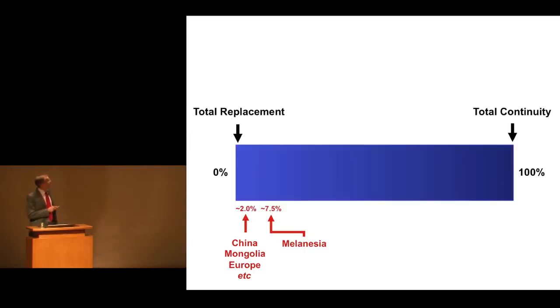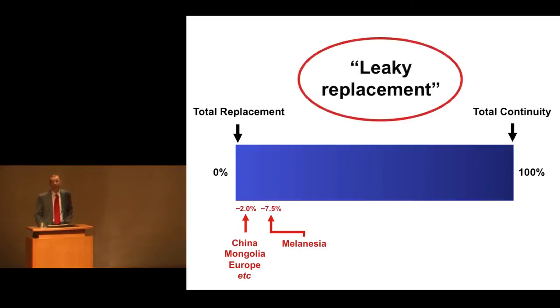So we've clearly rejected this total replacement model. There is a contribution from extinct forms of humans, but it's generally a small one, less than 10% or so. So the big picture is one of replacement, and there is a little bit of leakage, so to say, from these earlier forms. So we like to suggest a model that we like to call leaky replacement for the origin of modern humans.